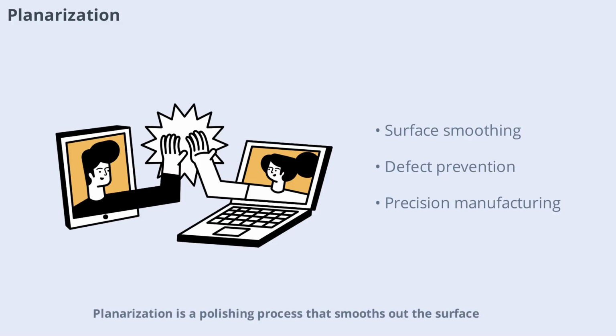Planarization is a polishing process that smooths out the surface, ensuring each new layer is built on a flat foundation. This step is vital for maintaining the precision required in semiconductor manufacturing, as even tiny bumps can cause defects in the final chip.